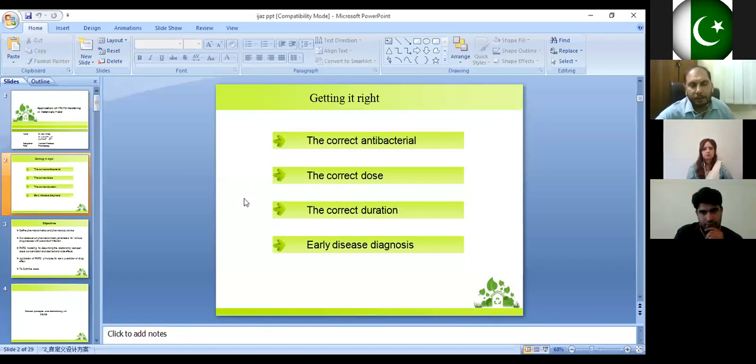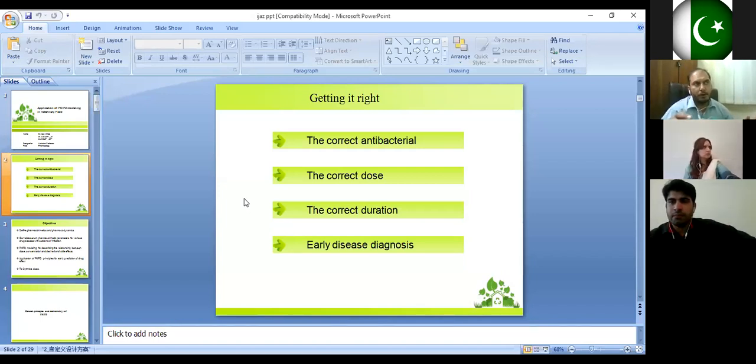Third one is the correct duration, that is the dosage regime. We should prescribe the drug for a specific duration, so we should also take care that this is for that specific duration or not. And the fourth one is the early disease diagnosis. That is, if we have a patient, then we should take care also whether the disease is in an acute condition or chronic condition.